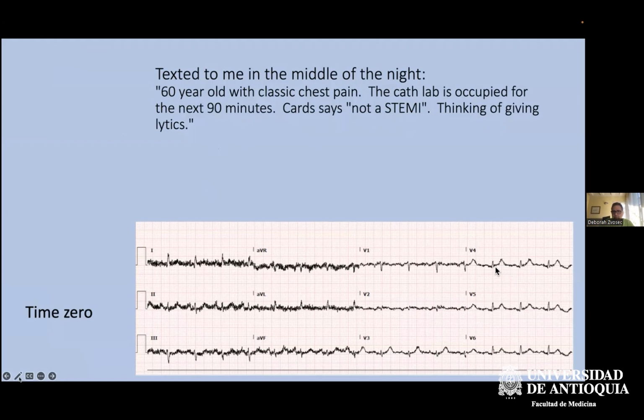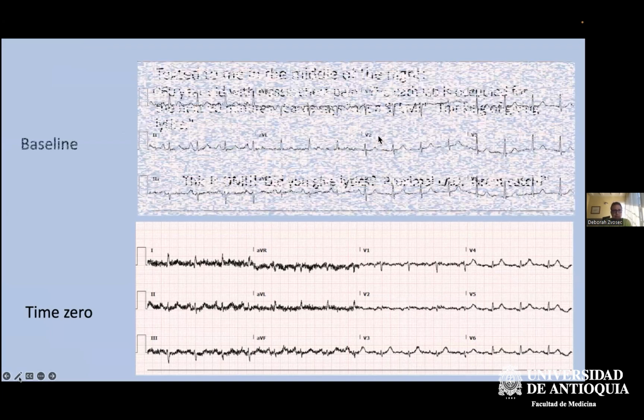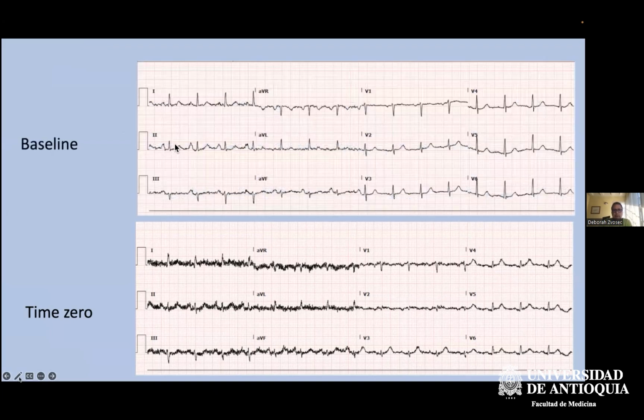Tiny little T waves, but massive compared to that tiny little QRS. Same here. These are hyperacute T waves because in proportion to the QRS, they're huge. And so I texted back, this is OMI. Did you give lytics? Proximal LAD occlusion. Great catch. And it turns out she had a baseline EKG, which I saw later.